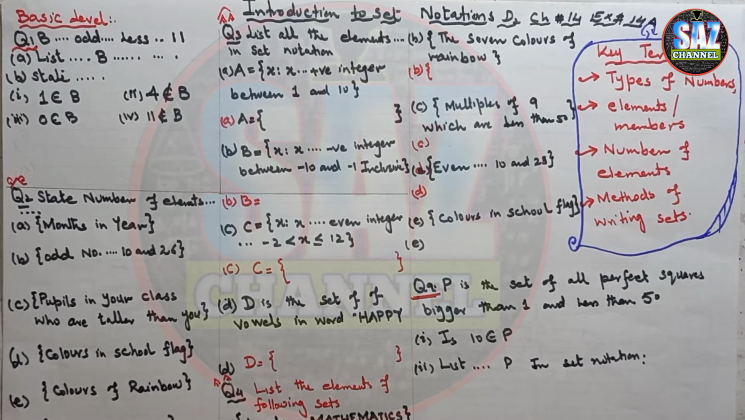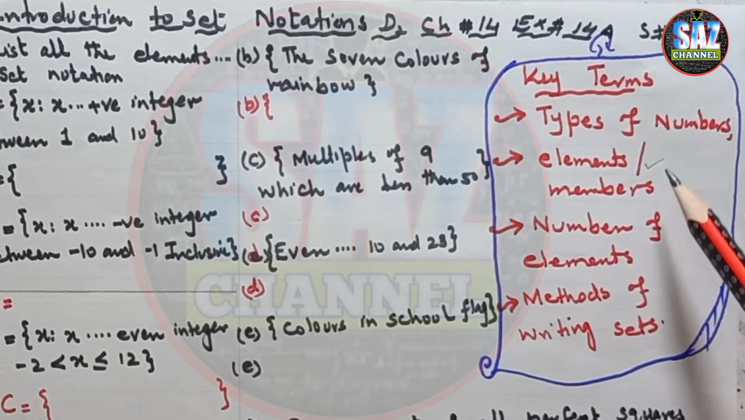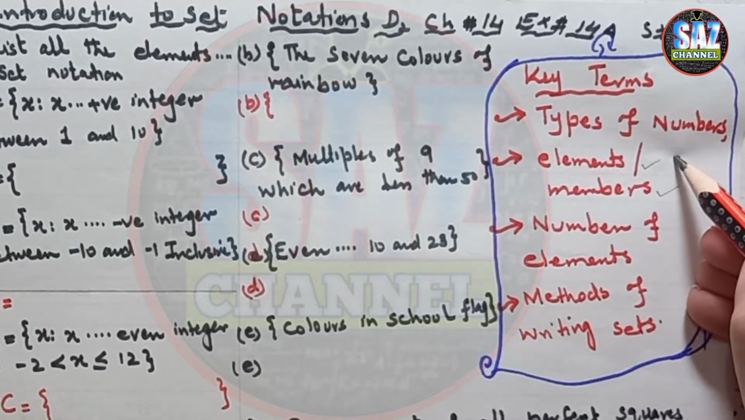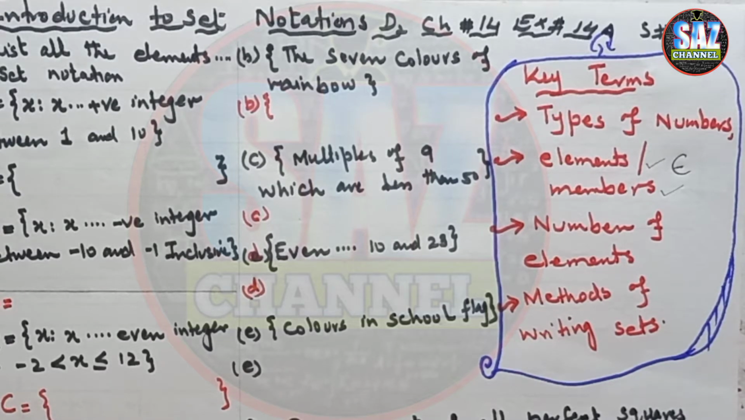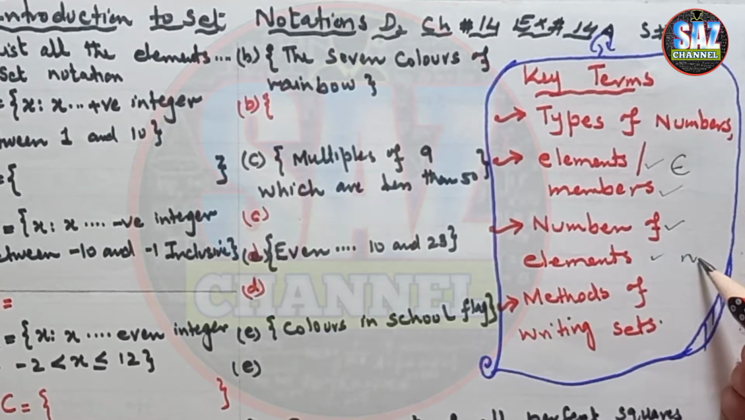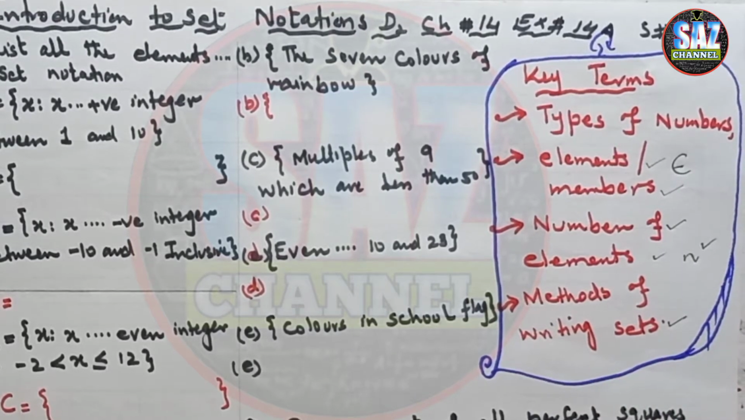Before going to the lesson, there are some key terms that we have to understand: what are the types of numbers, what is the meaning of the term element or member, and what is the mathematical symbol used for element, member, or belongs to. This round E is the symbol for the member, element, or belongs to, and the notation for the number of elements. In set theory, small n is used to mark the number of elements, and also the method of writing the sets. If you find any difficulty in understanding these basic terms, you have to watch the previous lessons, for which I'll give the link in the description box.